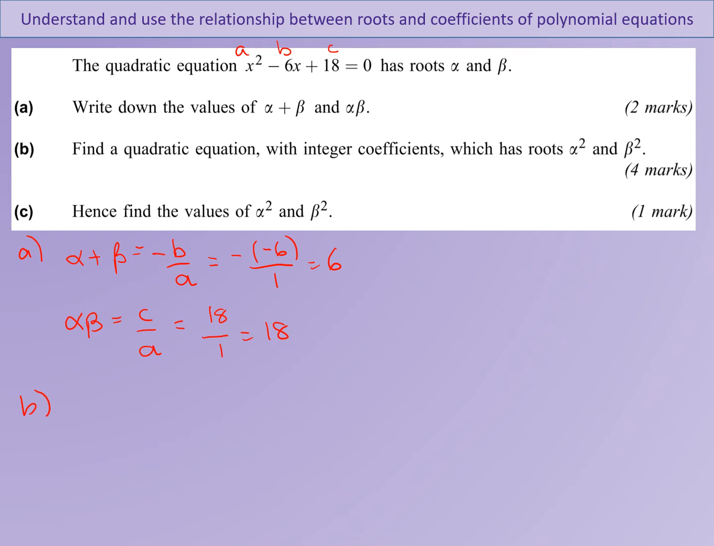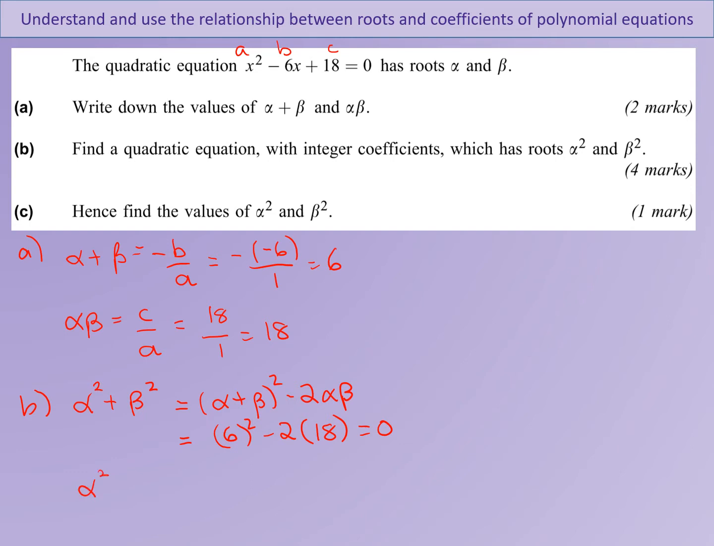Now part B, find a quadratic equation with integer coefficients which has roots alpha squared and beta squared. Now, the best thing for us to do there is a similar process to what we've just done above. So we're going to find the sum of these new roots and the product of these new roots. So alpha squared plus beta squared, we know is alpha plus beta all squared minus 2 alpha beta. And we know the values of these. This is 6 squared minus 2 lots of 18, and this will give us 0.